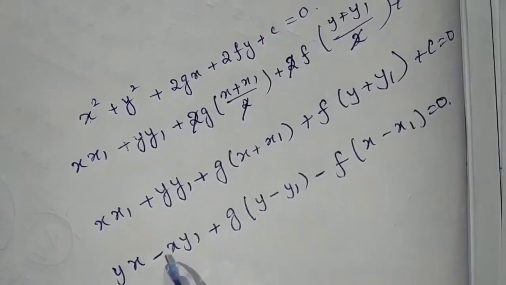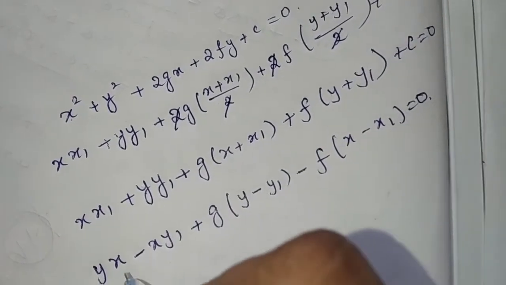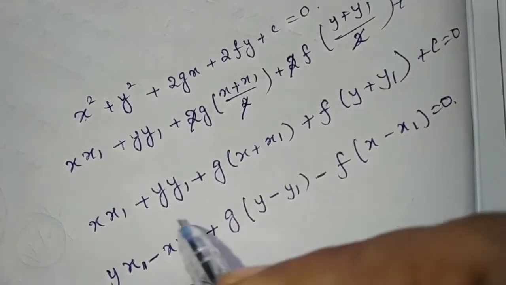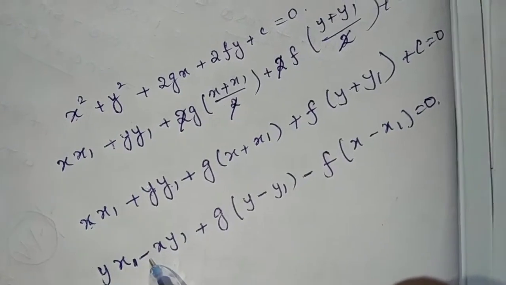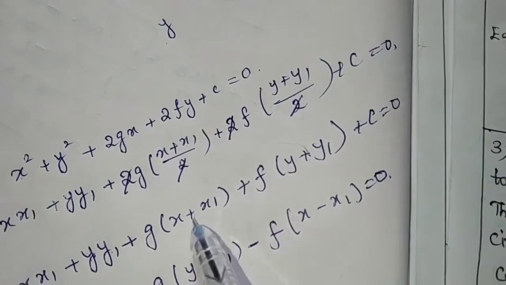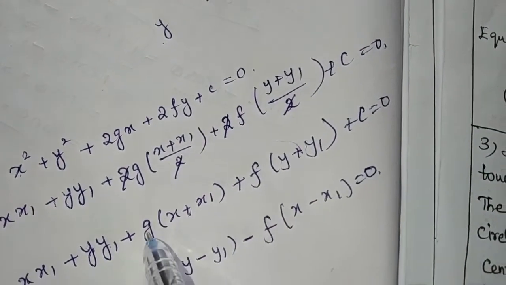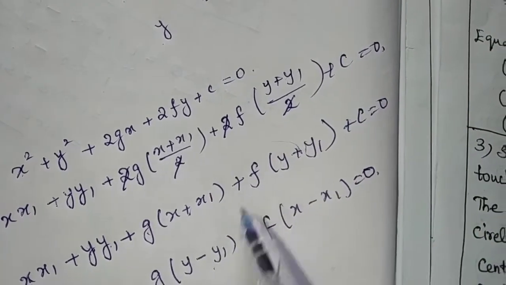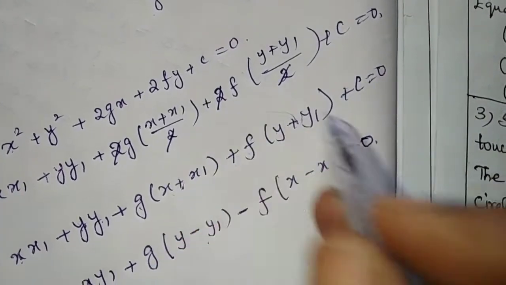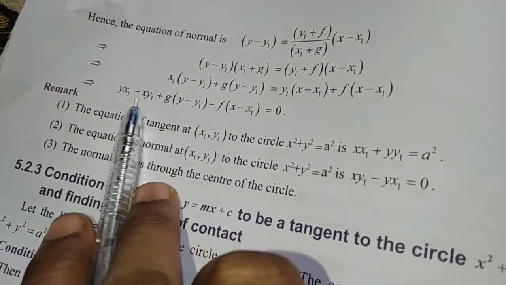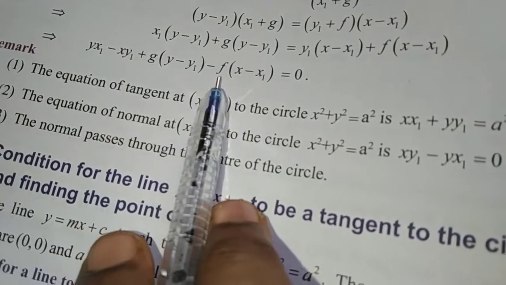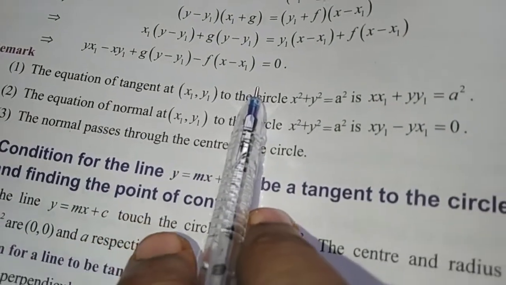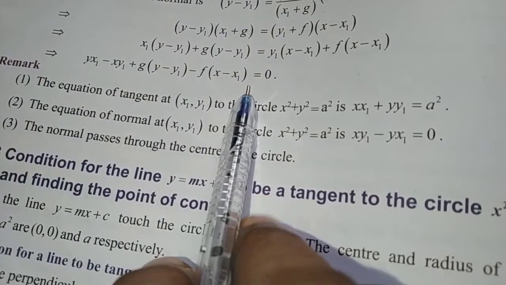Now change the coefficient: x y1 and change the sign. Here also, interchange: g into y minus y1 minus f into x minus x1 equal to 0. See that one: y x1 minus x y1 plus g into y minus y1 minus f into x minus x1 equal to 0. This one is a normal equation.